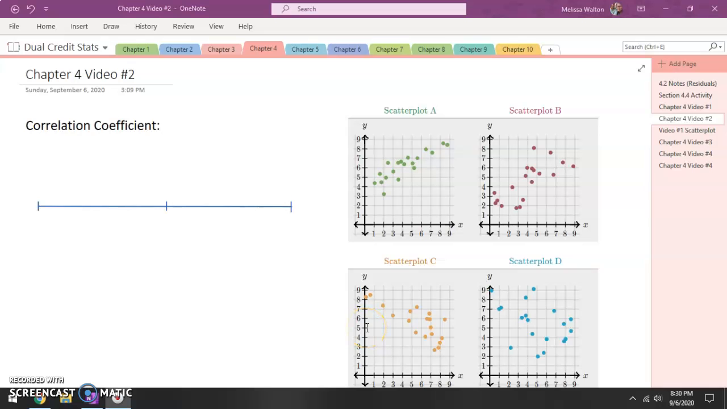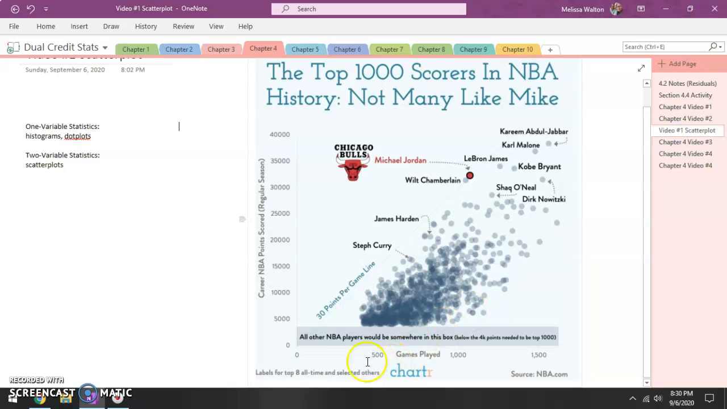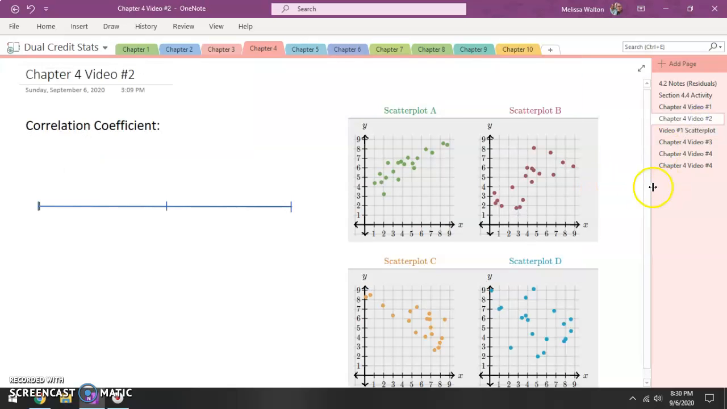Last video we talked about scatter plots and what they represent. We got into independent and dependent variables and what each point represents. Those are all individuals that combine the two values of your independent and dependent. Now we're going to go ahead and talk about the nuts and bolts of these scatter plots and how we describe the differences between them.